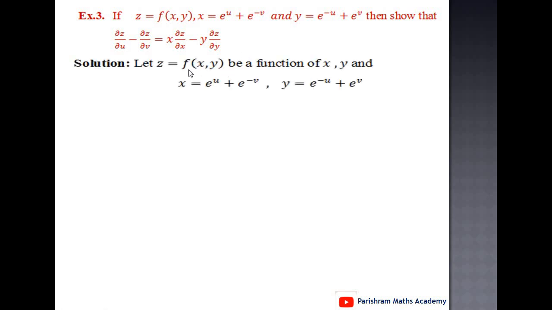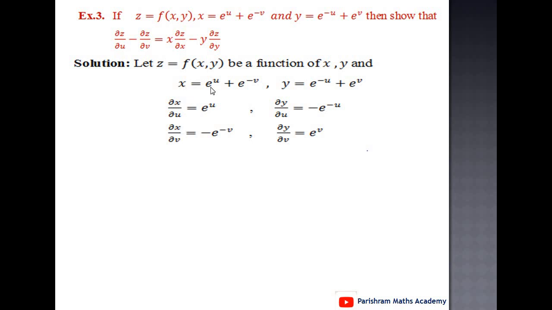Solution. Let z equal to f of x comma y be a function of x and y, and x equal to e raised to u plus e raised to minus v, y equal to e raised to minus u plus e raised to v. Therefore, we can find derivative of x with respect to u and v.